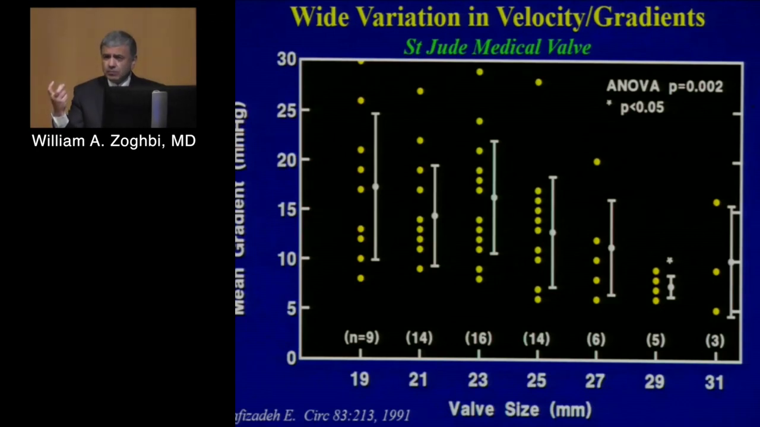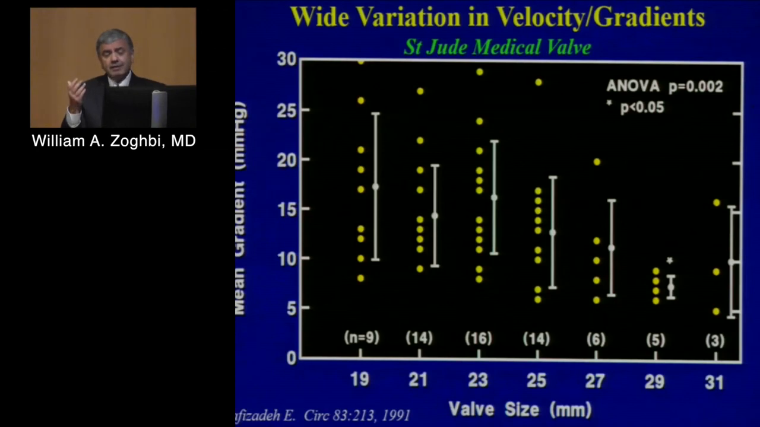Remember that size, 21, is the sewing ring, which is the outside of that prosthesis. It really doesn't tell you about the inside of the prosthesis or the internal true diameter. But despite knowing these two, just watch how much mean gradient, and it will be the same plot for peak velocity, same plot for maximal gradient. See how much variability there is, although I know the valve size and the valve type.